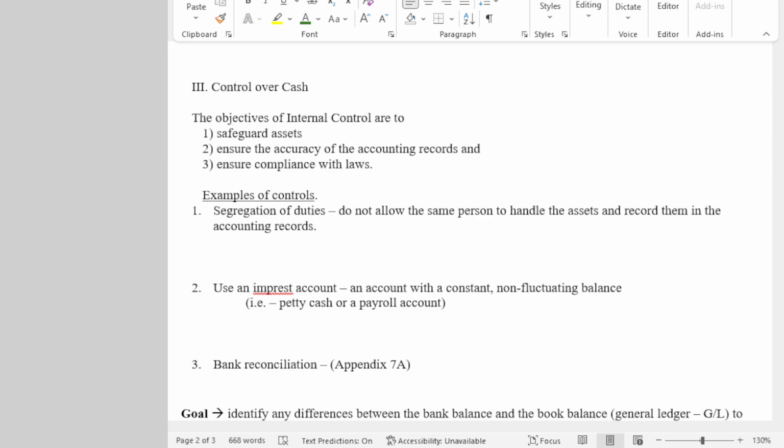Alright, so the control over cash. Objectives of internal control. This one's fairly straightforward. Safeguards assets, accuracy of accounting records, compliance with laws. Personally, I don't really have an easy way to think of this, so it might just be best to remember what these items are.